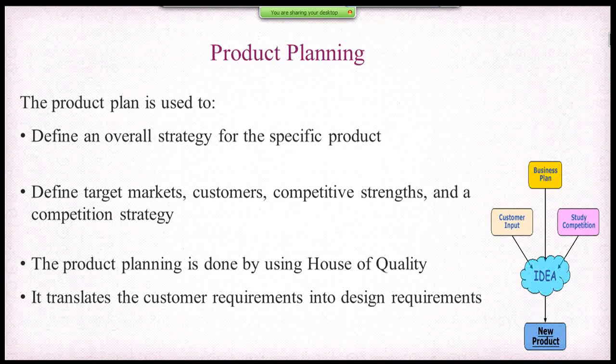Let me first explain the first stage of quality function deployment, that is nothing but product planning. What we do in product planning is translate the customer requirements into the design requirements. This is done by using a tool called the house of quality.